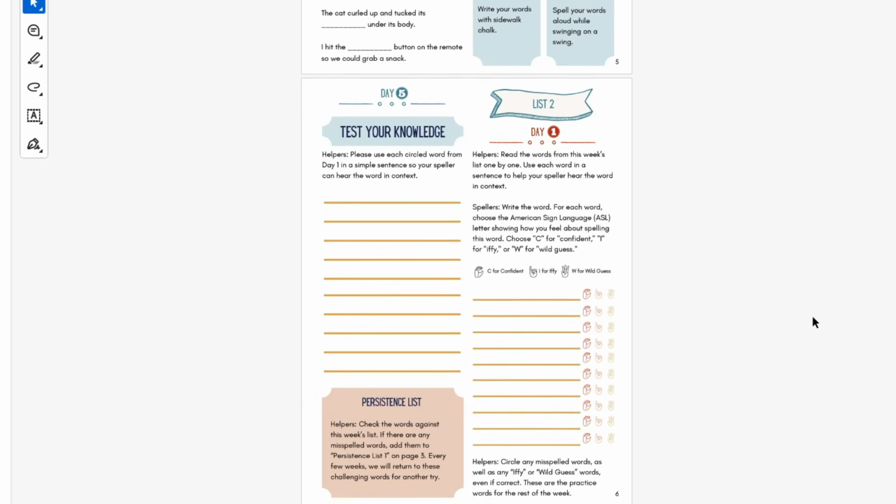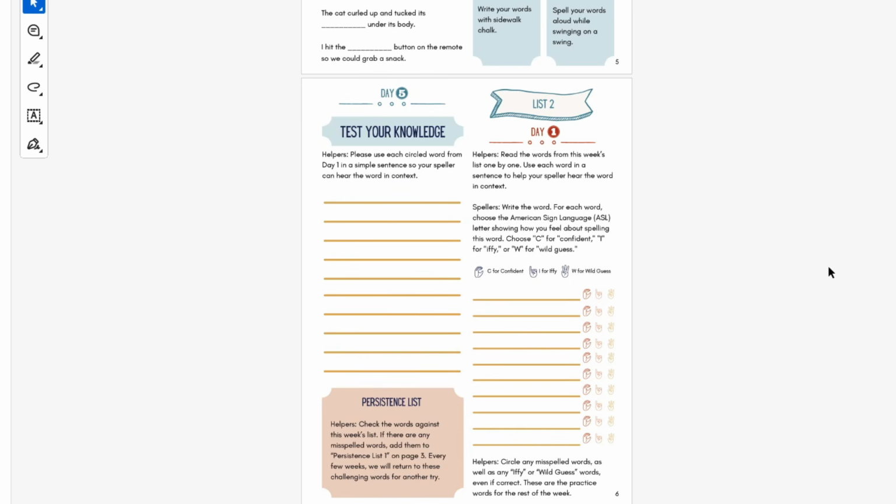Finally, on the 5th day, they're going to be testing their knowledge with a post-test. So just testing on the words that they were working on all week and seeing how we're doing. Any that we are still not spelling correctly are going to go on their persistence list. So back at the beginning of the course, we have lists 1, 2, 3, 4, and 5 that are persistence lists, and they come up every 5 lessons where we're returning to the words that were incorrect and trying again with those. That gives you that little bit of spiral review for the words that you were having trouble with.